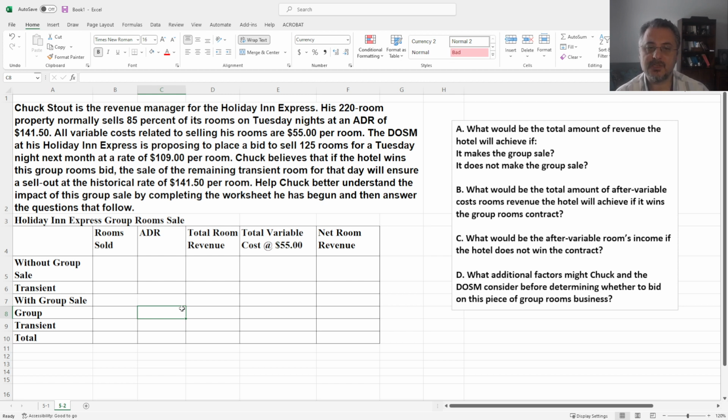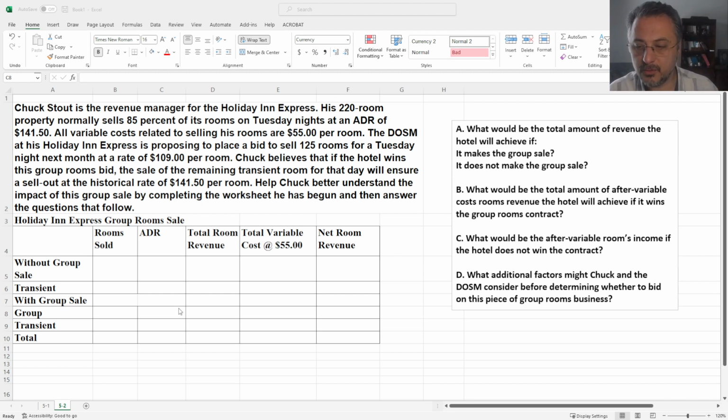Chuck believes that if the hotel wins this rooms bid, the sales of the remaining transient rooms for that day will ensure a sellout at the historical rate of $151.50 per room. Let's answer the questions. The questions are: total revenue with the group and without the group, total room revenue after variable cost, and room income after variable cost for both group and non-group, and what additional factors we need to think about. As usual, please stop here and solve it yourself and come back after you solve it.